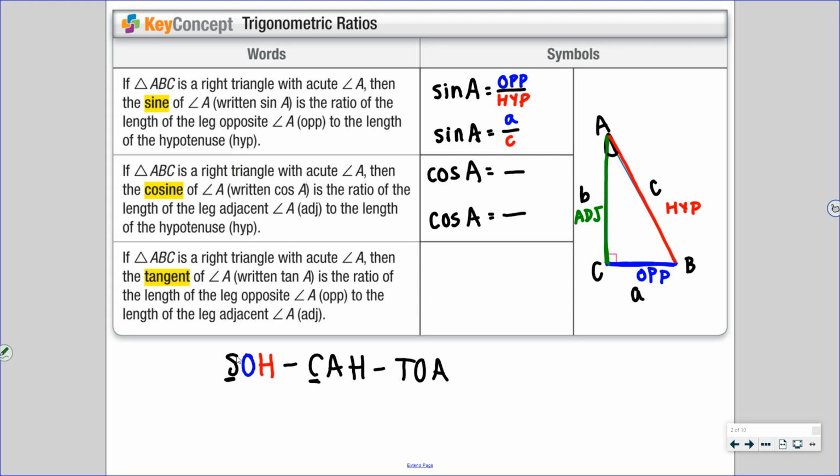Cosine of an angle in a right triangle is a ratio of the adjacent side to the hypotenuse. And that's where the CAH comes from, C-A-H. So in this case, the adjacent side is side B, to the hypotenuse is side C. Okay, that'd obviously be a different ratio.